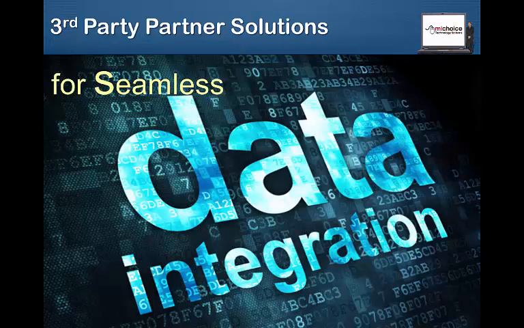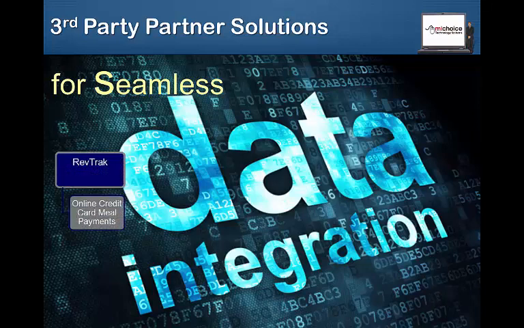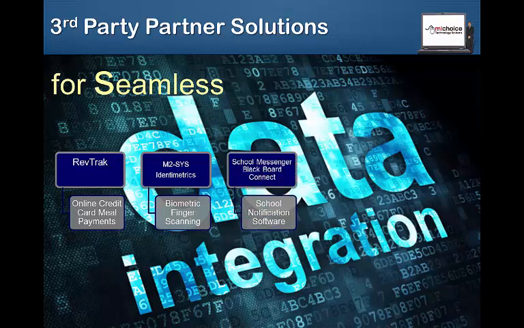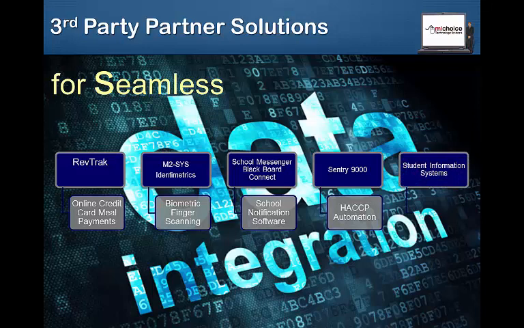By partnering with numerous third-party companies, we provide you with options for additional business processes. For online credit card meal payment processing, we work with RevTran. Finger scanning, we integrate with Identimatrix and M2Sys. For school notification software, we work with School Messenger and Blackboard Connect. And for HACCP automation, we work with Century 9000. Plus, we also integrate with numerous school district student information systems.